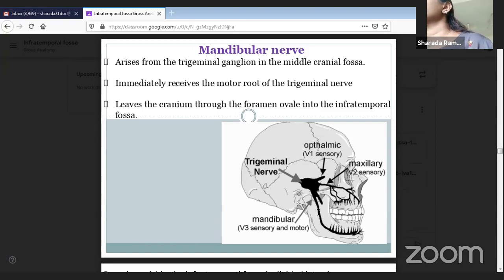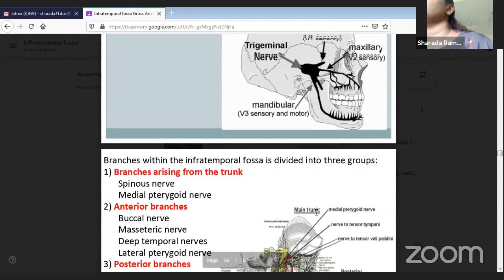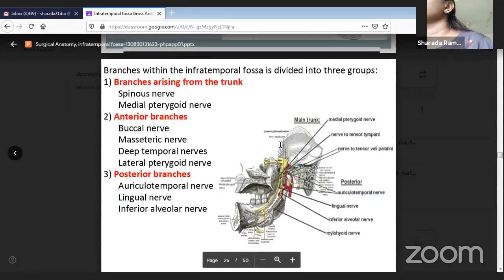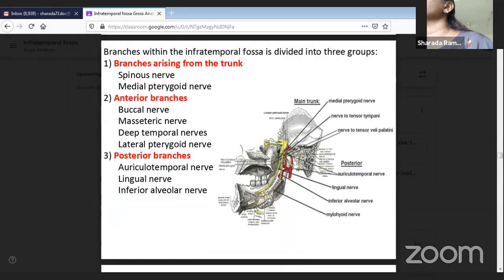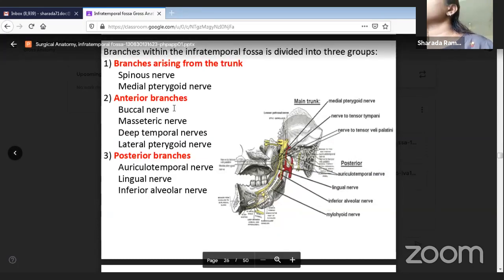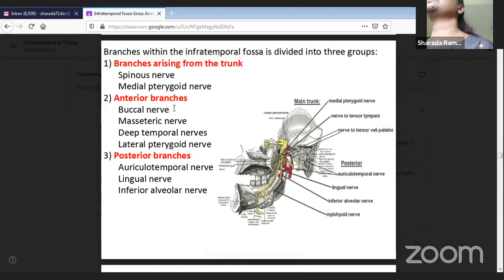After that, it is going to come down. So you can see that it is going to be divided into two: the anterior and the posterior branches. Now, if you see the anterior branches, all of them supply the muscles. So you're going to have the masseteric branch, and you have the deep temporal branches. These go to the temporalis and lateral pterygoid directly. It goes into the muscle.